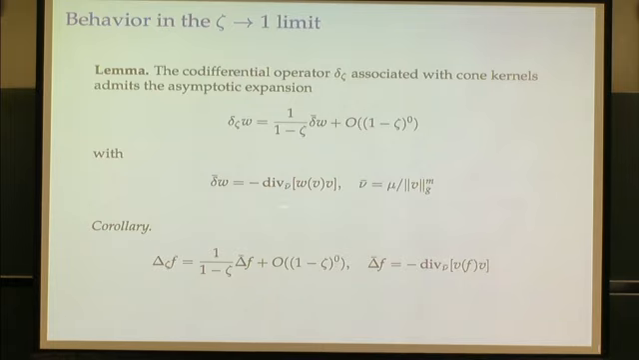One can now do a second asymptotic expansion with respect to zeta when zeta approaches 1, and derive the associated codifferential operator with respect to this H metric. What happens here is that we get a formula for the codifferential operator and the corresponding Laplacian, where the dynamical vector field enters explicitly.